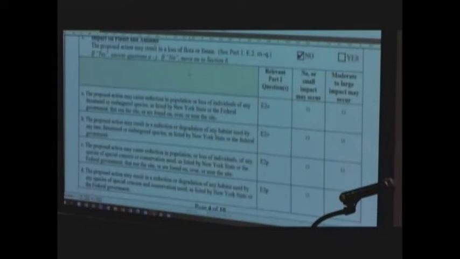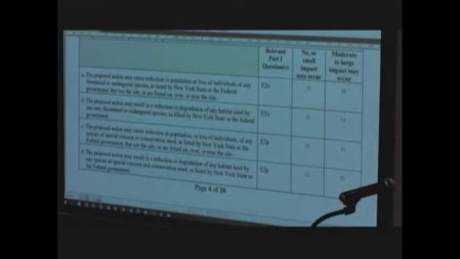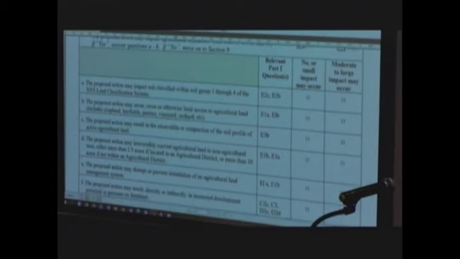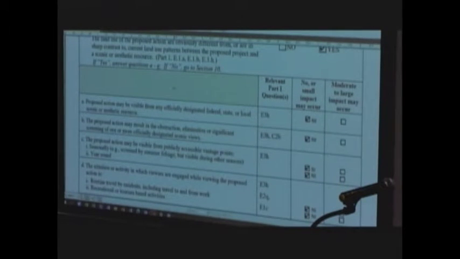Impacts on plants and animals. The project's entirely within the confines of the wastewater treatment plant. We're not creating more footprint. We're not working in wetlands. There's no threatened or endangered species nearby that would be impacted by the project. So there's no impact there. Agricultural resources, again, the work is entirely on the footprint of the treatment plant, so we're not going to impact any agricultural resources.